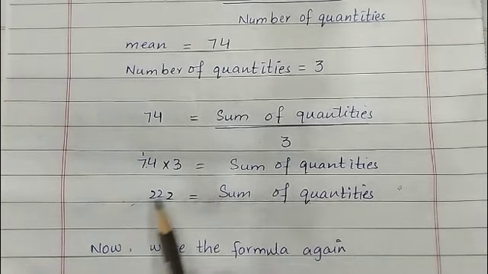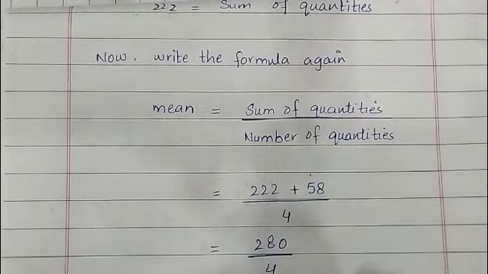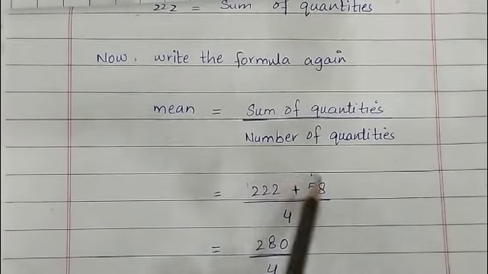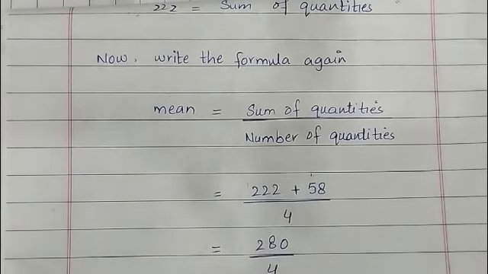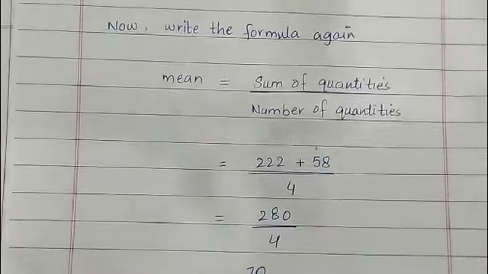Now we are going to find the mean of all the 4 students, as the fourth student scored 58. So we are going to add 58 to it to find the sum of quantities of all the 4 students, and then we are going to divide it by 4. So now we are going to write the formula again. Mean is equal to sum of quantities divided by number of quantities, and the sum of quantities is the score of 3 students plus the score of the 4th student. So 222 plus 58, and the total number of quantities is 4, because these are the marks of 3 students, and the 4th student got this mark. Now by adding 222 and 58, the answer will be 280, and we are going to divide it by 4.